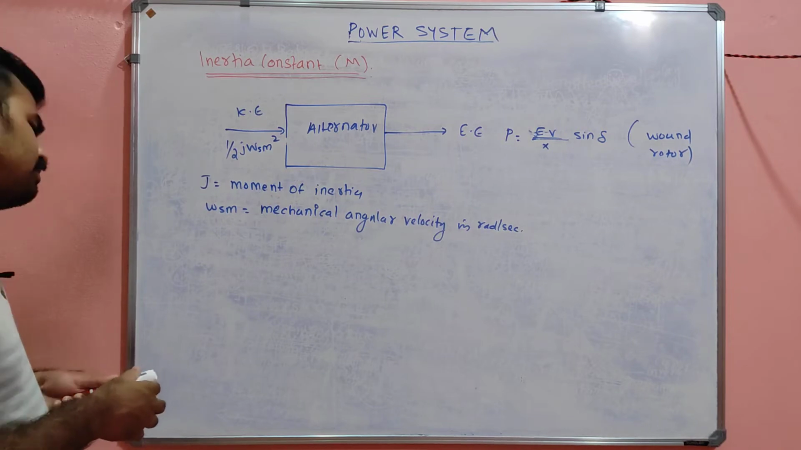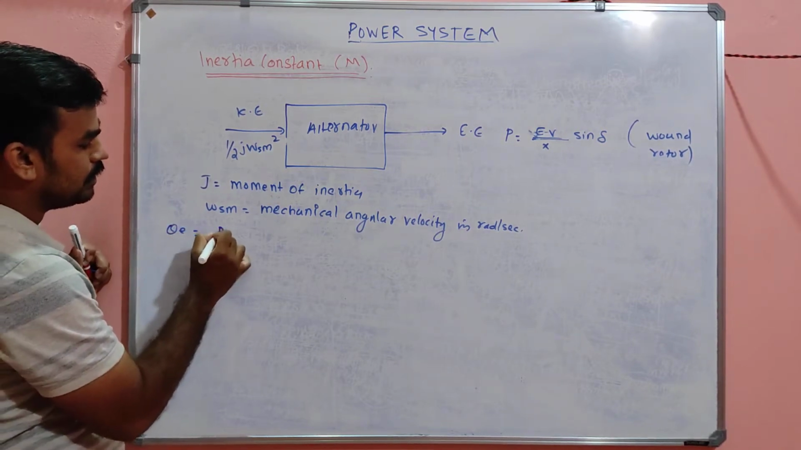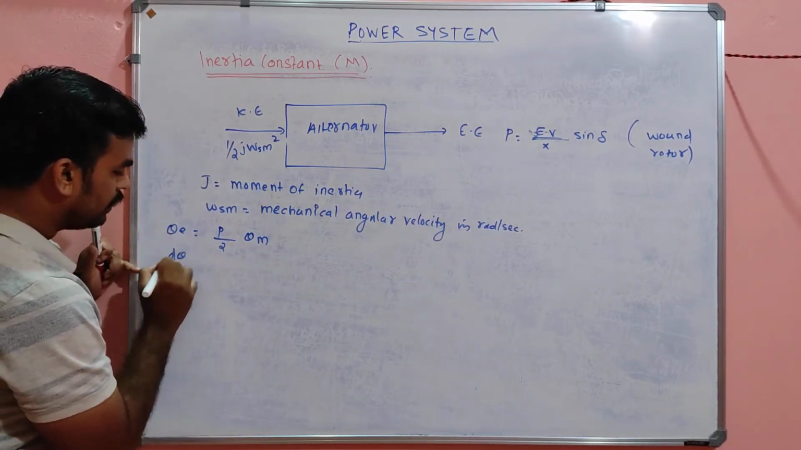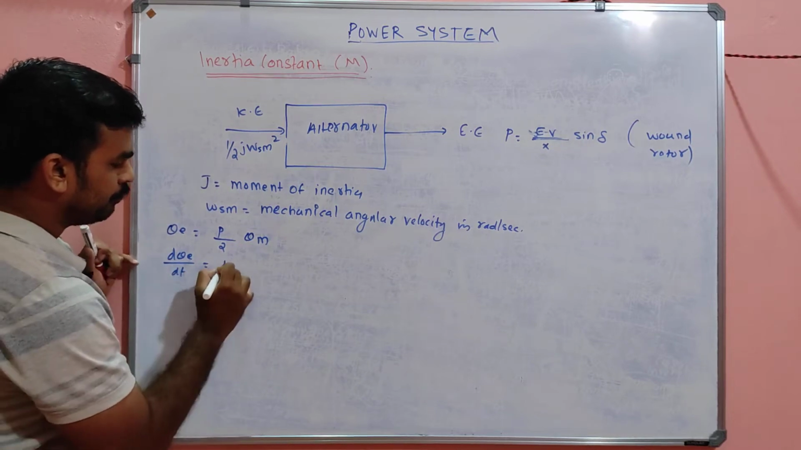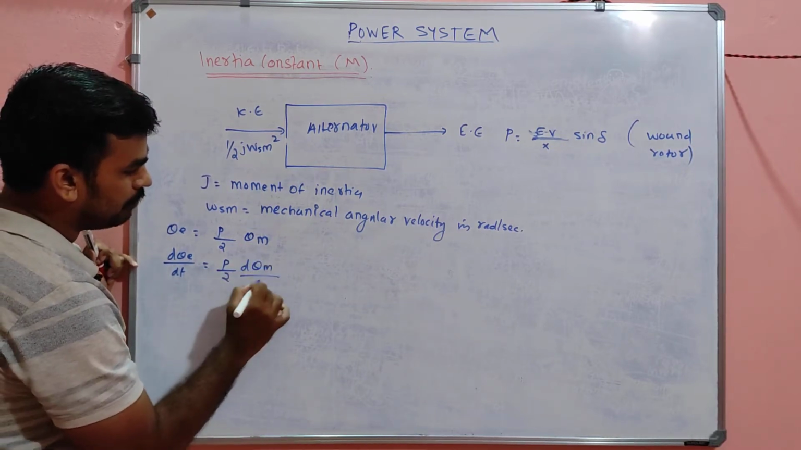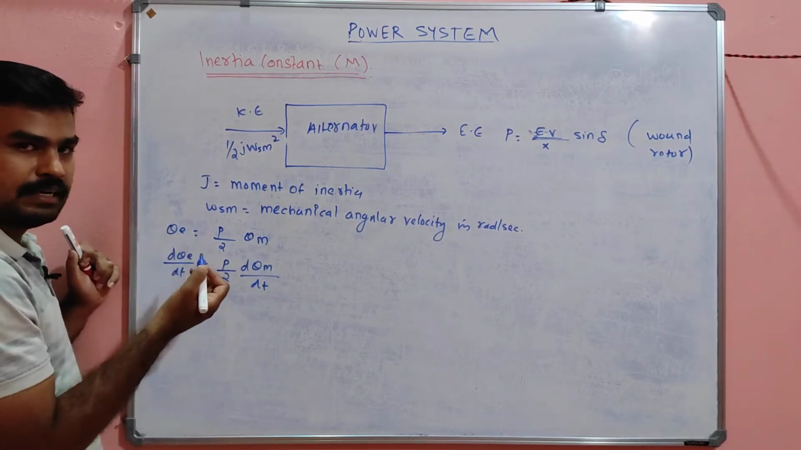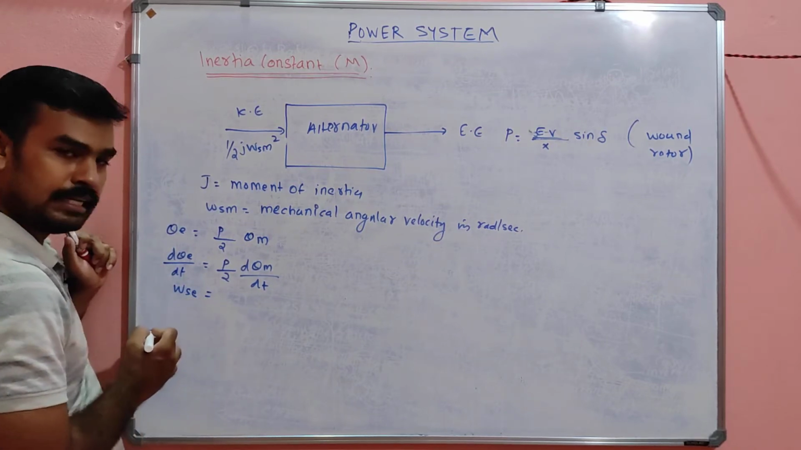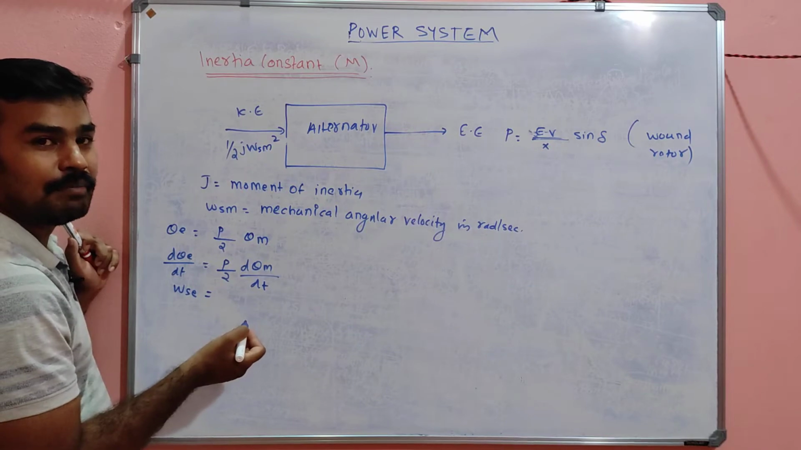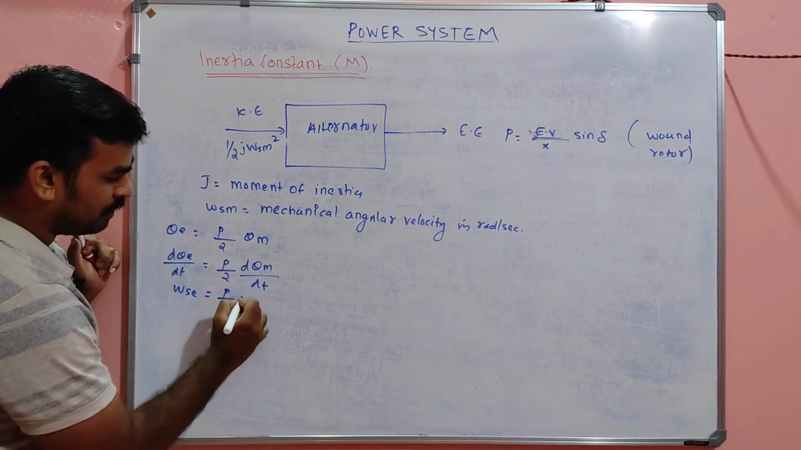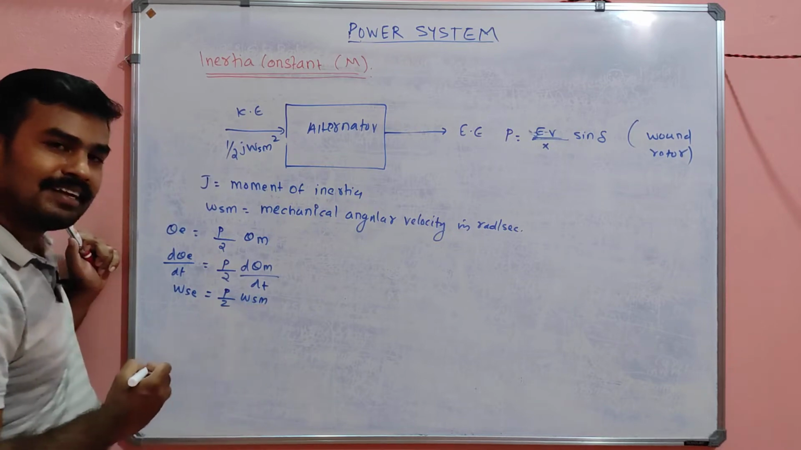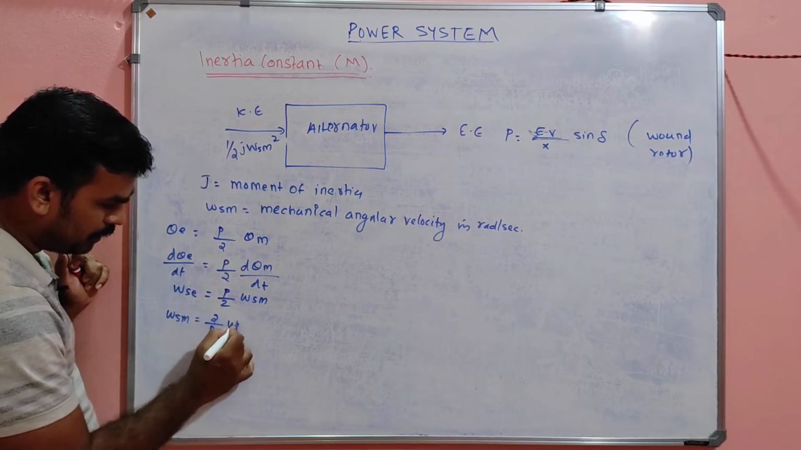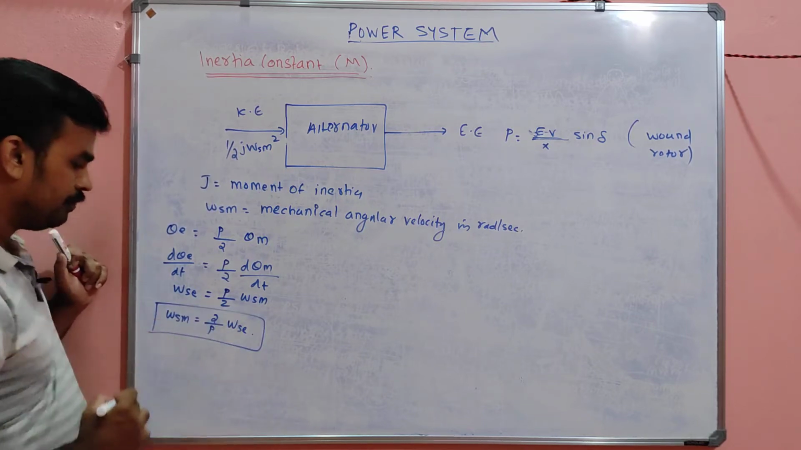For that, the basic equation we know is theta electrical equals P by 2 into theta mechanical. Is that clear, my dear? So d theta e divided by dt equals P by 2 into d theta m divided by dt. Theta e means electrical and theta m means mechanical degree. d theta by dt is the electrical angular velocity omega se, which is P by 2 into omega sm, the mechanical angular velocity. From this, omega sm equals 2 by P into omega se.